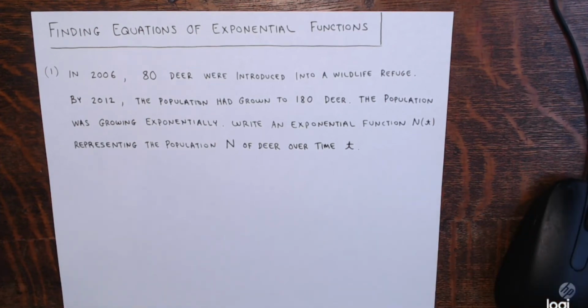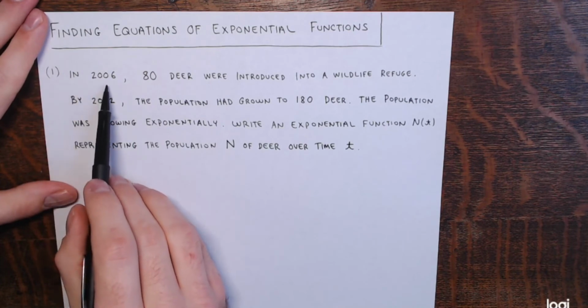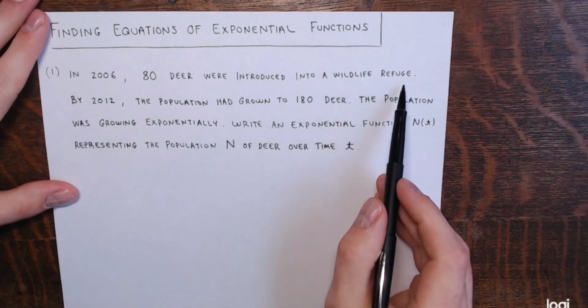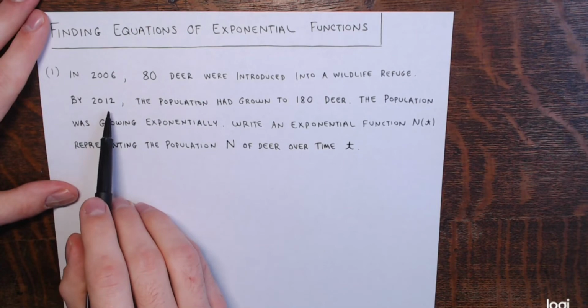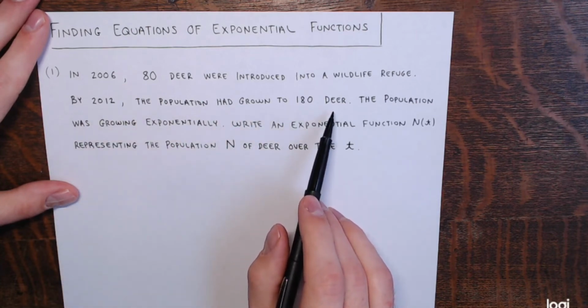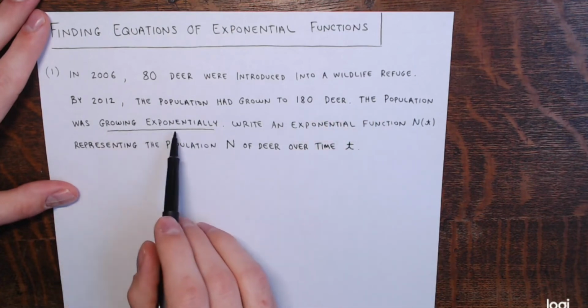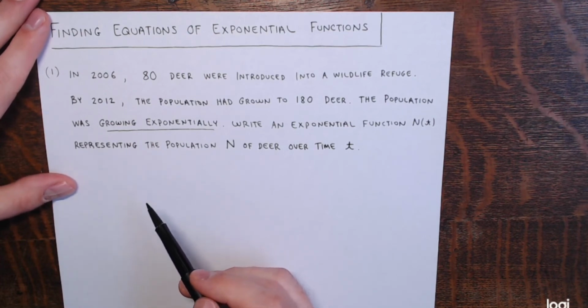This first example says, in 2006, 80 deer were introduced into a wildlife refuge. By 2012, the population had grown to 180 deer. The population was growing exponentially. Those are the key words there, so you know you have to model it with an exponential function, basically growing by the same percentage every year.